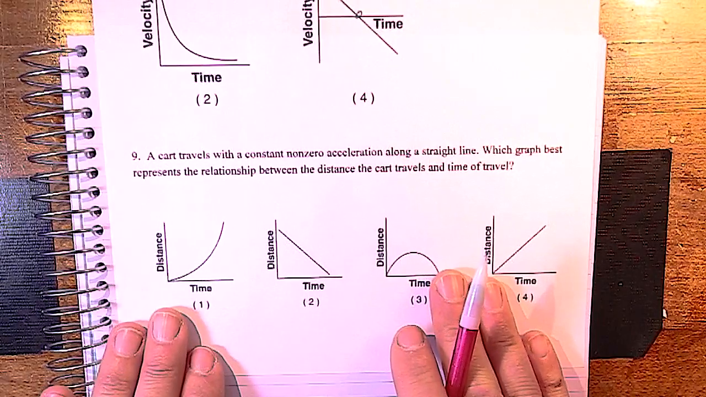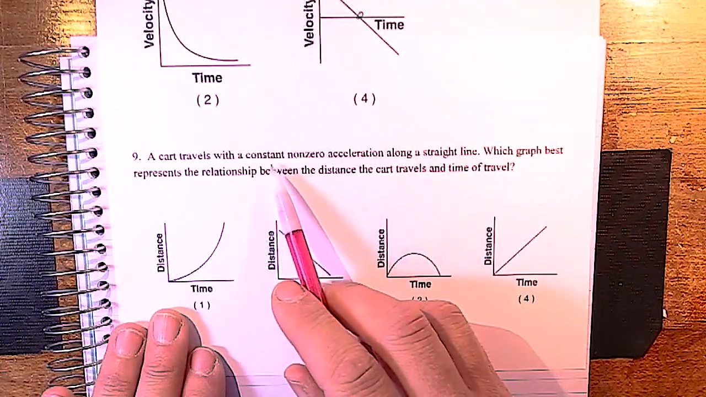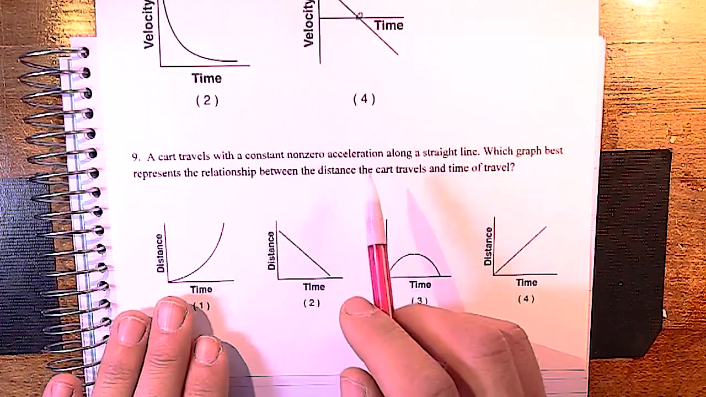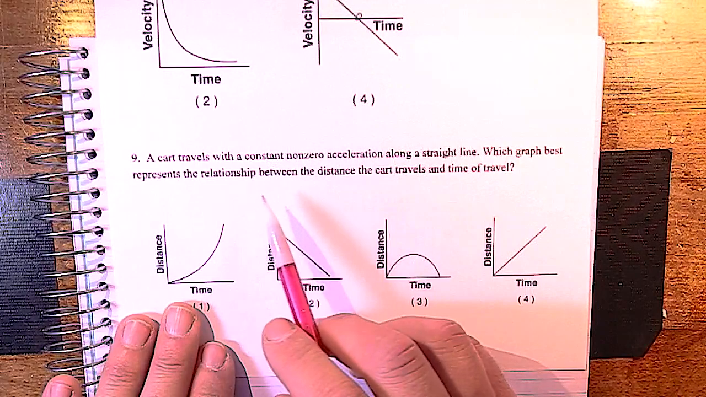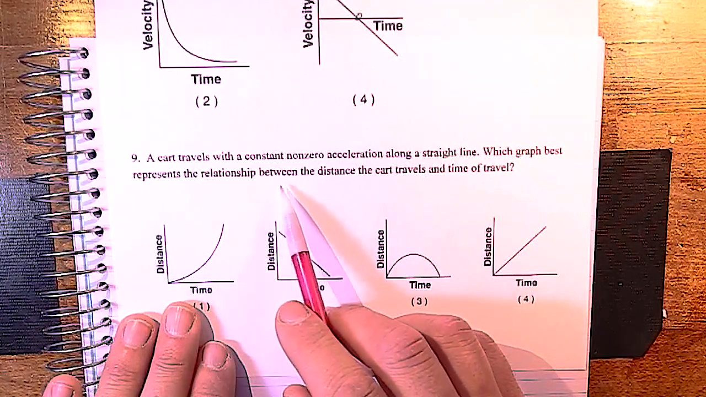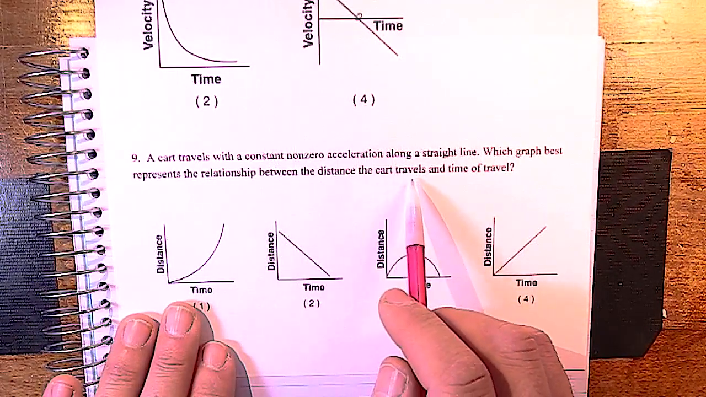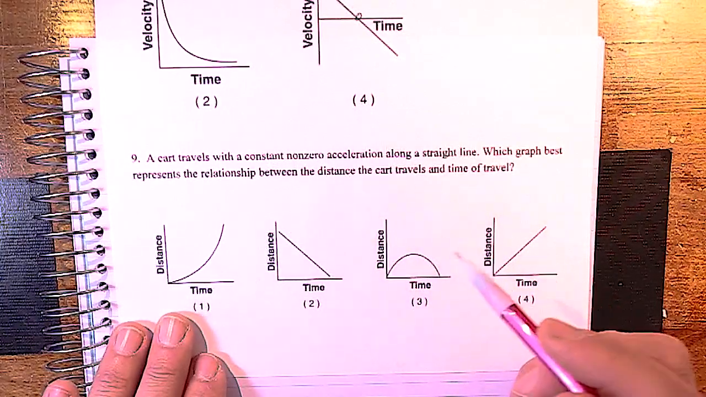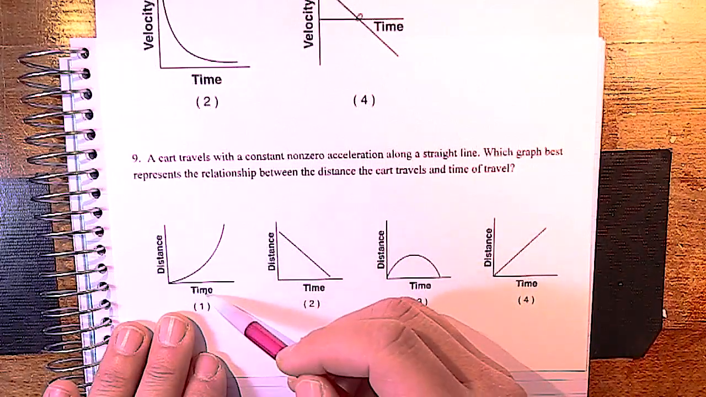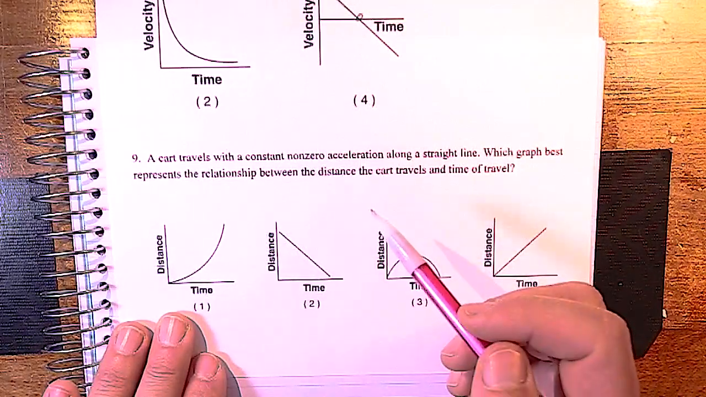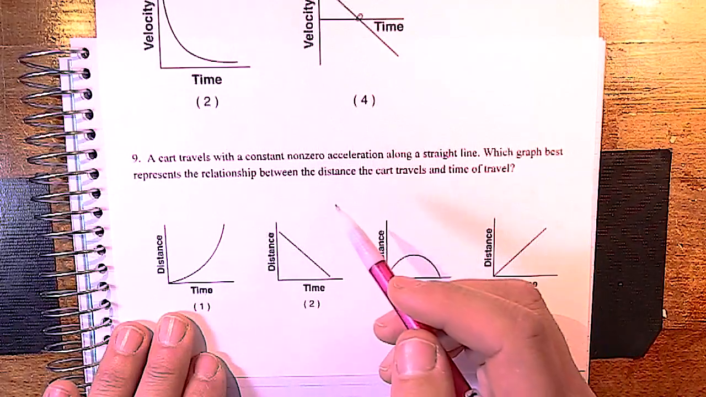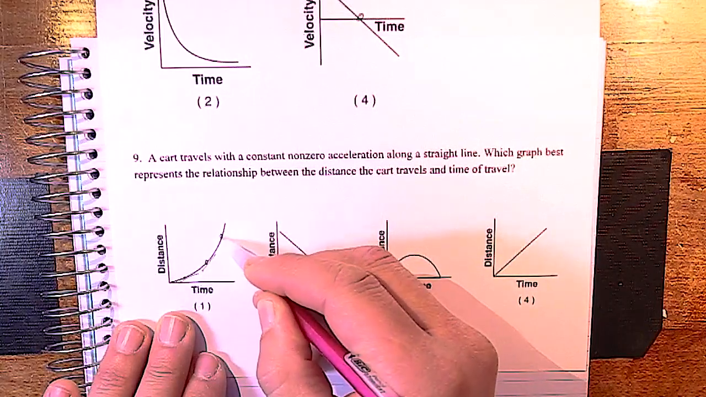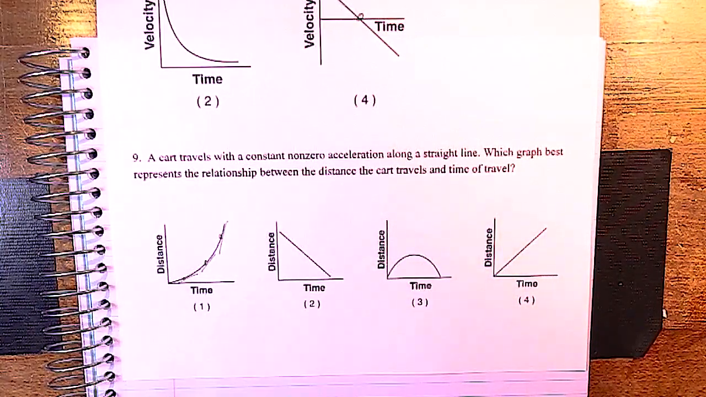Number 9 says a car travels with a constant non-zero acceleration. Okay, so the acceleration is not 0, so that means it's accelerating. Which graph best represents the relationship between distance the car travels and the time of travel? So we're looking for something that's showing acceleration. Acceleration on a distance time graph means that the velocity has to be changing, and the velocity is changing when the slope is changing. So the only one in which that happens is 1.